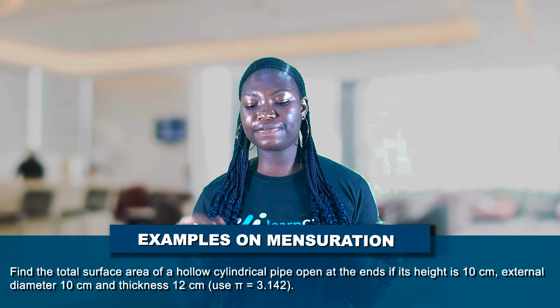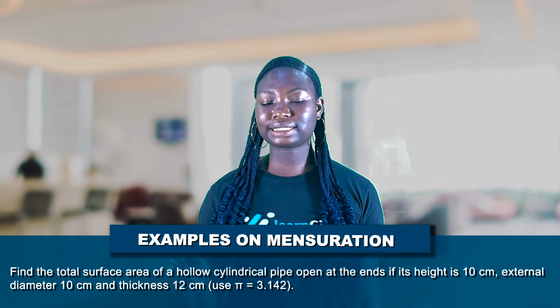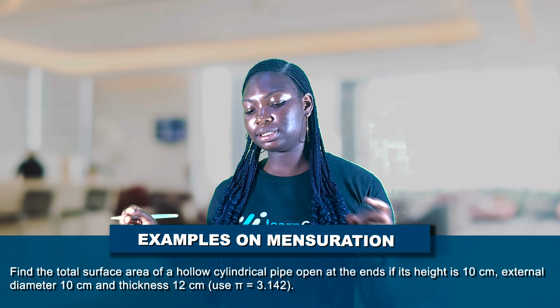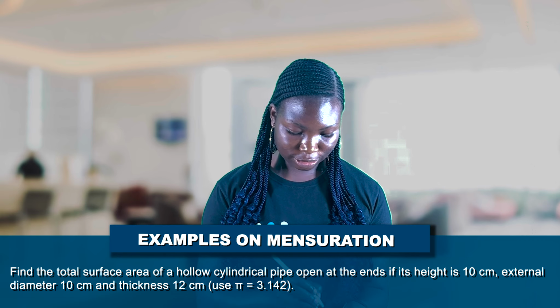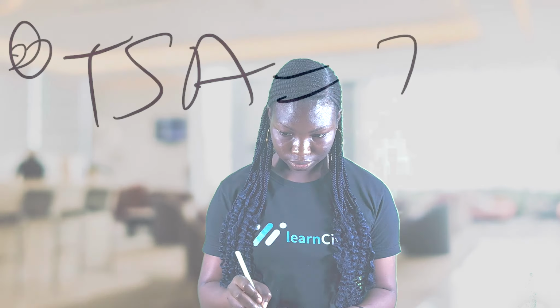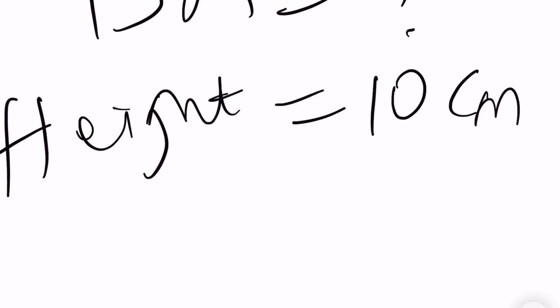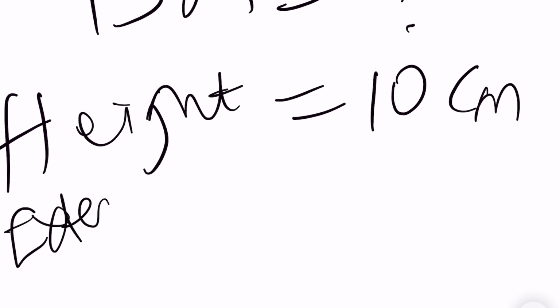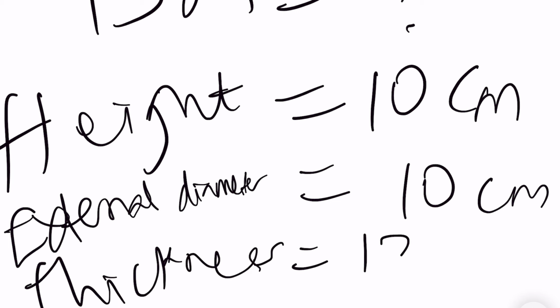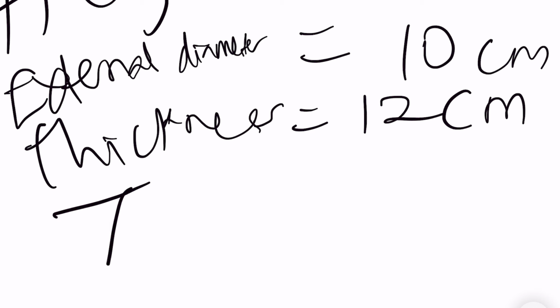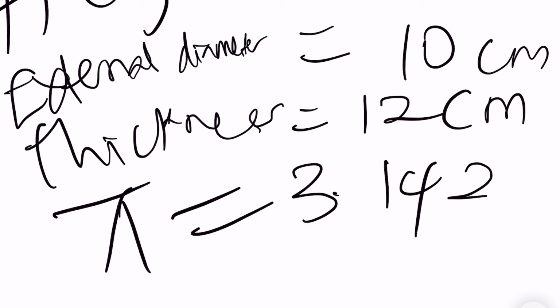Now the second example for today says, find the total surface area of a hollow cylindrical pipe open at the end if the height is 10 centimeters, external diameter 10 centimeters, and thickness 1/2 centimeter. Use pi to be 3.142. You have to find the total surface area, where we have the height to be 10 centimeters, the external diameter to be 10 centimeters, the thickness to be 1/2 centimeter, and pi to be 3.142.